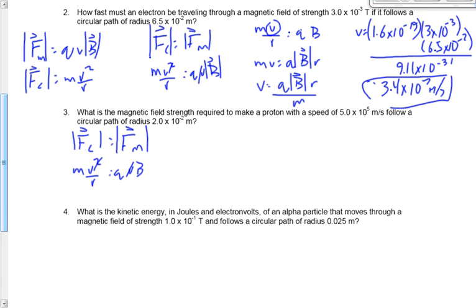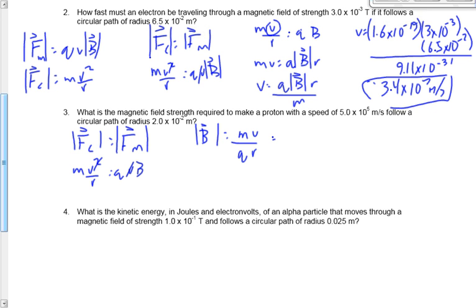Okay, we cancel out one of the V's. This time we're solving for B. So we got to get rid of the Q by doing what? The Q is attached to the B by multiplying. We got to get rid of it, take it to the other side by the opposite of multiplying, which is dividing, right? So it's going to be B, the magnetic field, is equal to mv over Q times R.